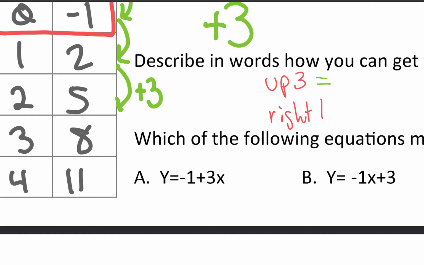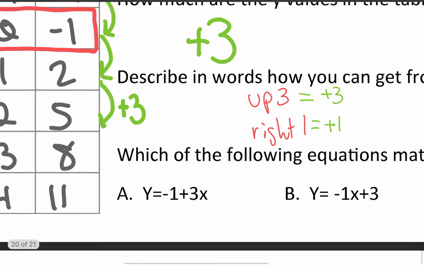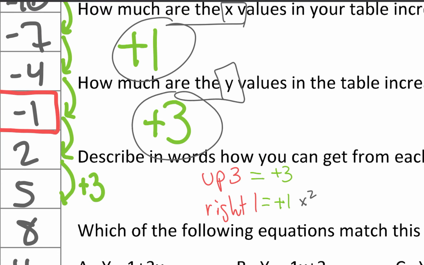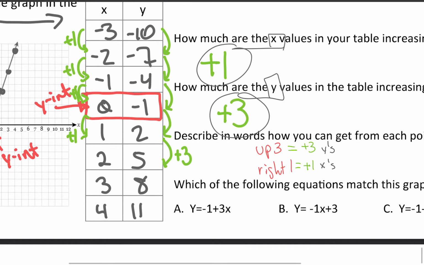We go up 3 and then right 1. This is equal to adding by 3, and this is equal to adding by 1. Well, we did that earlier. We added by 1 for our x's, right? And then we added by 3 for our y's. For our x's and for our y's. Now again, this one at time 0, we have a -1, and we are adding by 3 down our table, so our answer for the equation is A.